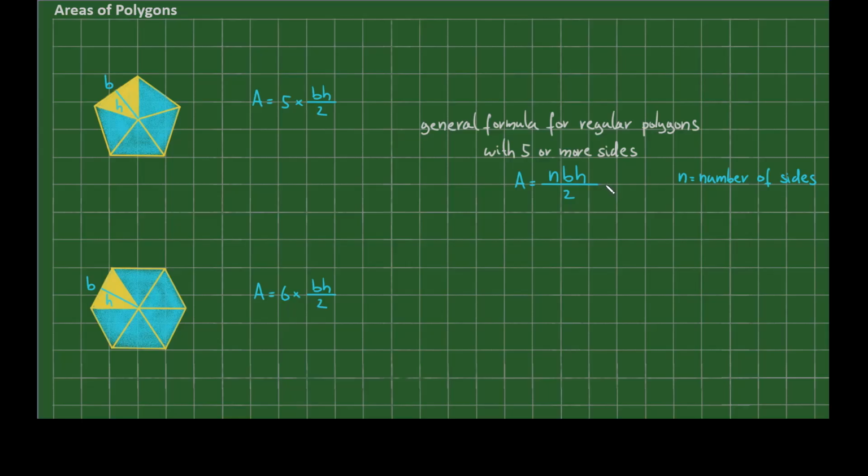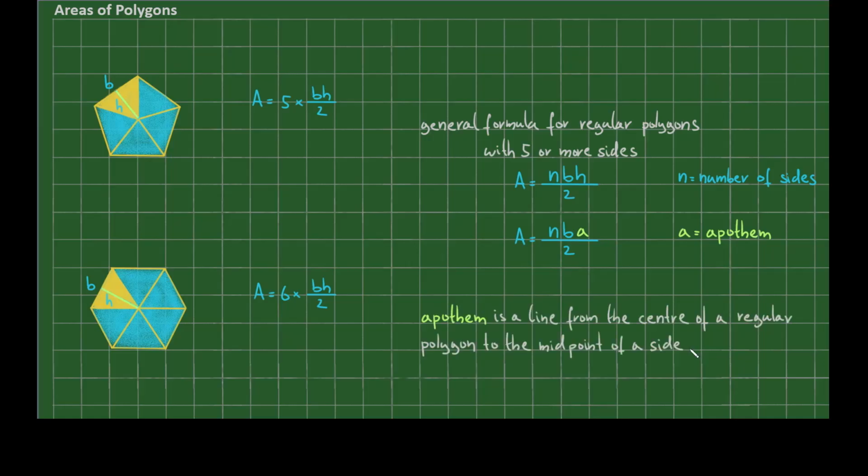This formula is often expressed somewhat differently. Instead of the height of the small triangles, we talk about the apothem. The apothem is a line from the center of a regular polygon to the midpoint of a side. This means that the general formula for any regular polygon with 5 or more sides can be expressed as number of sides multiplied by the base multiplied by the apothem divided by 2. I appreciate that these formulas may look different, but behind each of them are 2 dimensions. Sometimes we have to do a few other things, but ultimately it comes down to the base and the height.